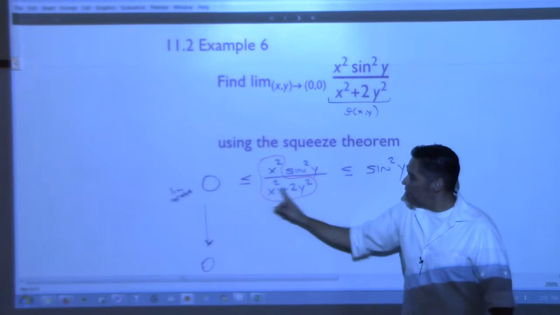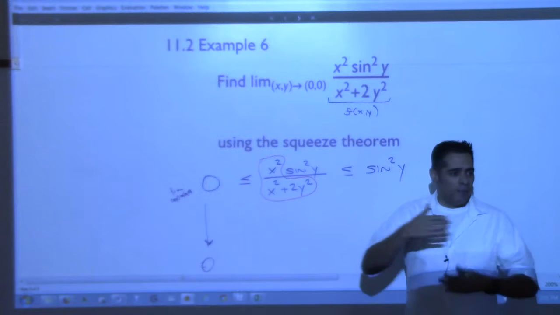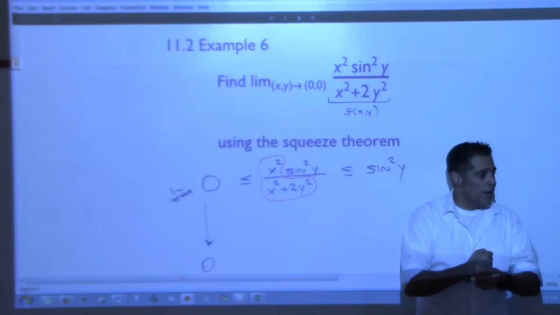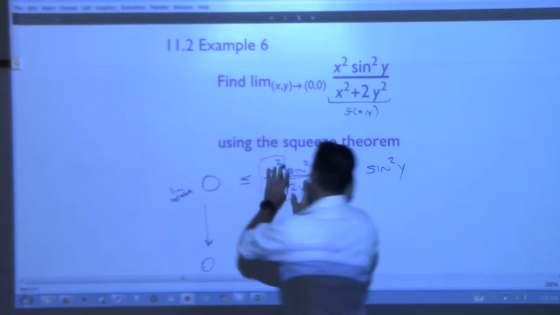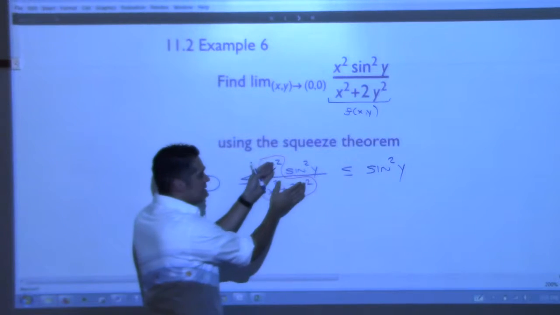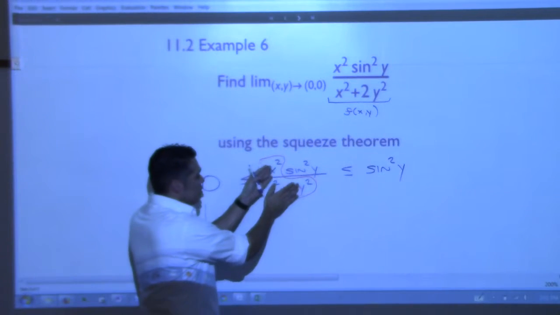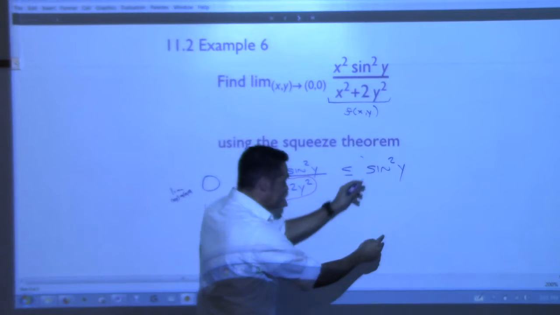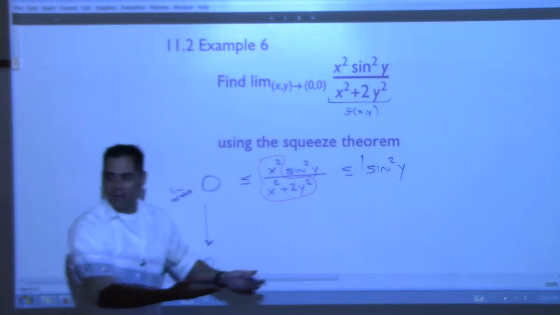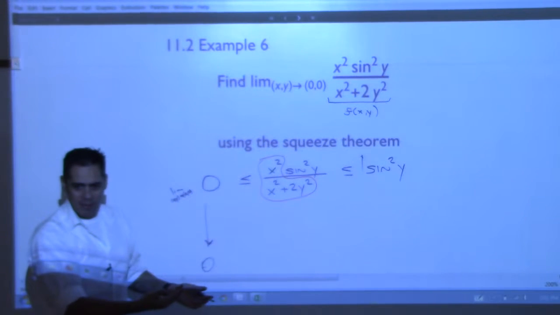And if the denominator is bigger than the numerator, that fraction is smaller than 1, which means that I'm multiplying sine squared y by a number that's smaller than 1, which means that this would have to be smaller than 1 times sine squared y. Do y'all see that?